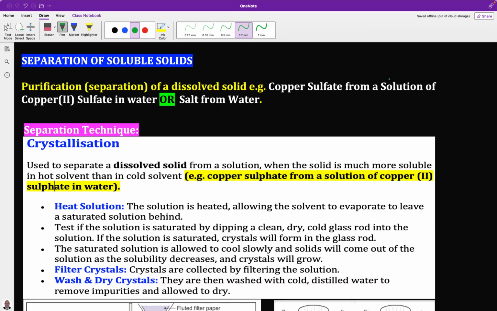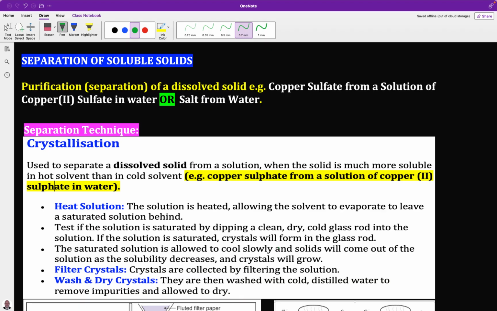The solution is heated, allowing the solvent to evaporate to leave a saturated solution. But how do you know whether the solution is saturated? Test if the solution is saturated by dipping a clean, dry, cold glass rod into the solution. If the solution is saturated, crystals will form on the glass rod.